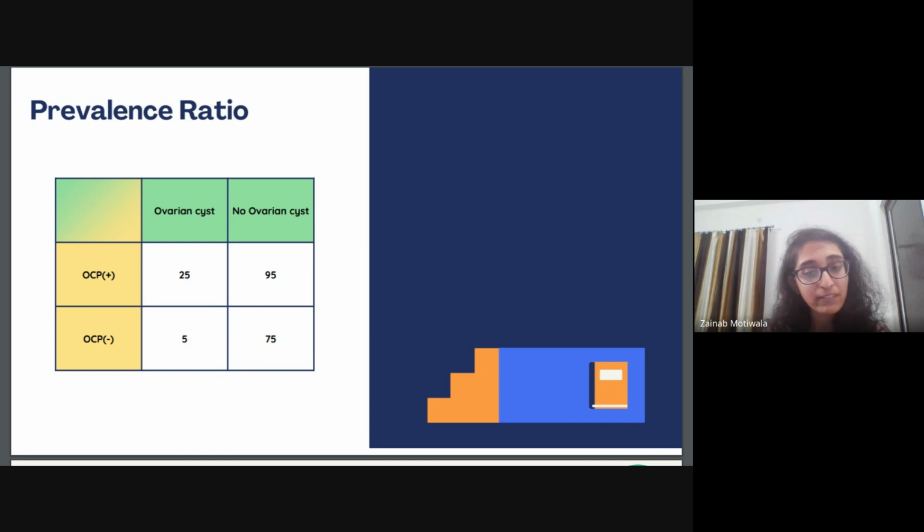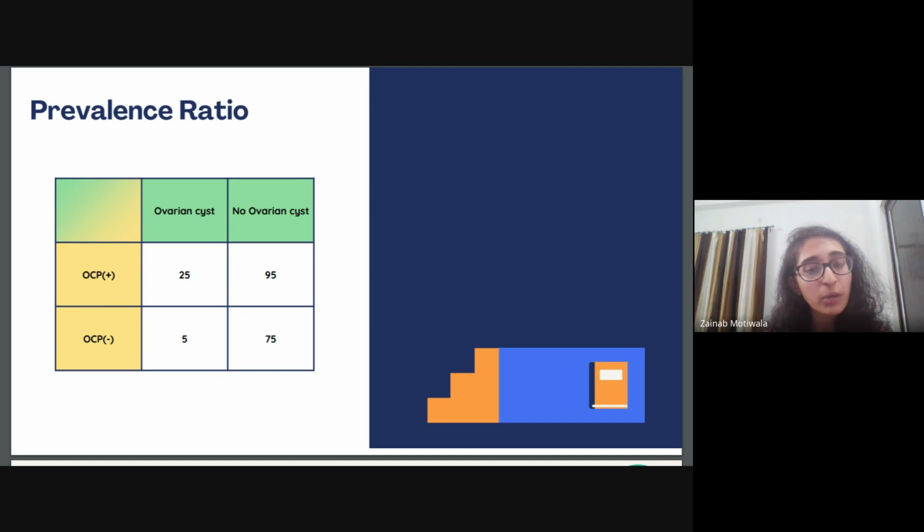Now let's talk about the prevalence of ovarian cyst in non-OCP users. What would that be? It's very similar to the one that we calculated earlier. And feel free to just put in the numerator and denominator right across and not calculate the values. Yes. It's so nice to see such active participation. So yes, it is 5 upon 70 plus 5.